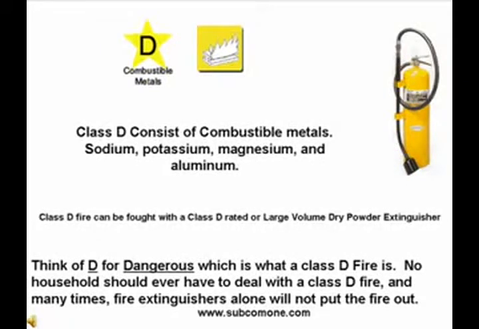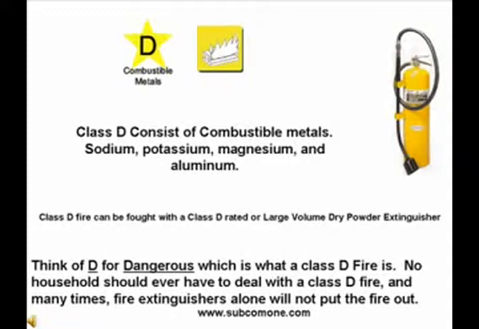Class D, combustible metals. Class D fires consist of combustible metals such as sodium, potassium, magnesium, and aluminum. Class D fires can be fought with a Class D rated large volume dry chemical powder extinguisher only. Think of the letter D for dangerous, which is what a Class D fire is.